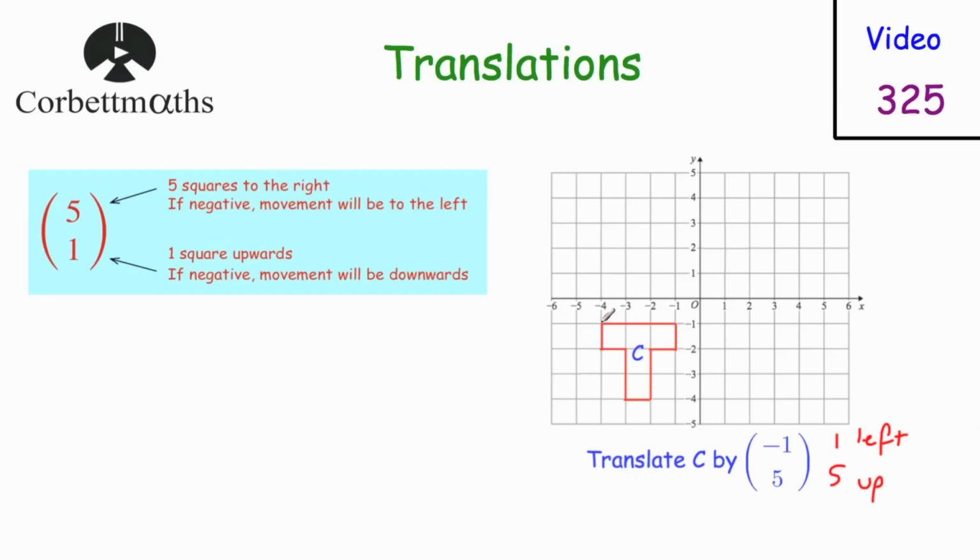So what I'm going to do is start with one corner, and I'm going to move it 1 square left and then 5 squares up. So 1, 2, 3, 4, 5. So the top left corner will move there. Now looking at the top right corner, we're going to move it 1 square left and then 5 squares up.